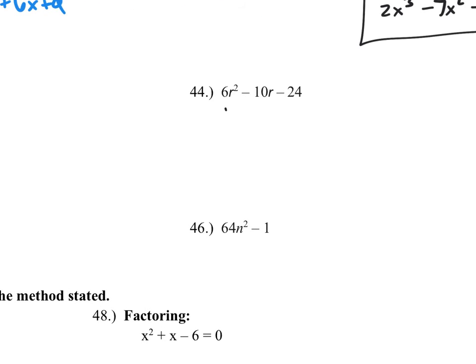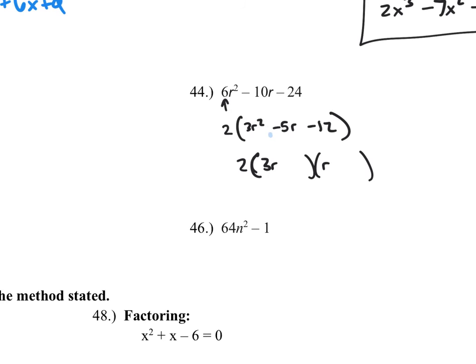Now, anytime that your leading value is not a 1, you first want to check for a greatest common factor. All of these are divisible by a 2. And when we do that, we'll be left over with this. And it's still the more difficult type of factoring, because this one's going to have to start off 3r and r to get r squared.